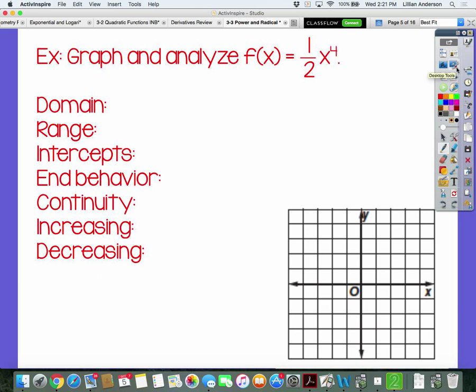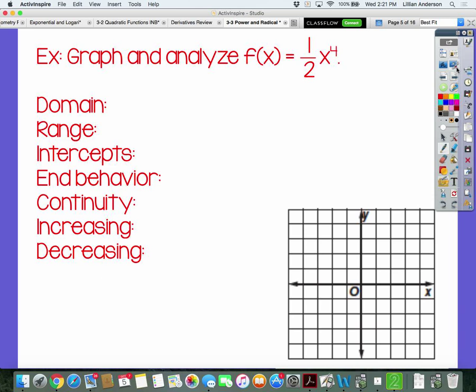You're going to graph and analyze this function, 1/2 x to the 4th. Okay? Now this is actually going to go into the grid. Your grid looks just like mine. And we're going to find these 7 things. We're going to find the domain. We're going to find the range. We're going to find the intercepts. We're going to find the end behavior, which I'll talk about a little bit more. The continuity, and where the function is increasing and decreasing if there's any.